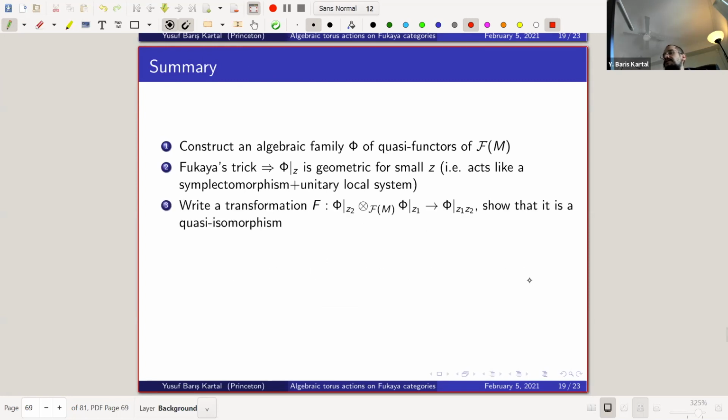And we wrote a transformation from this composition, or algebraic incarnation of the composition of quasi-functors, to Phi Z1, Z2, and we show it's a quasi-isomorphism. That implies that this thing is like a group action. This family behaves like a group action, and we use this to conclude the family is geometric for all z. In other words, for all z, it acts like a symplectomorphism unitary local system pair.